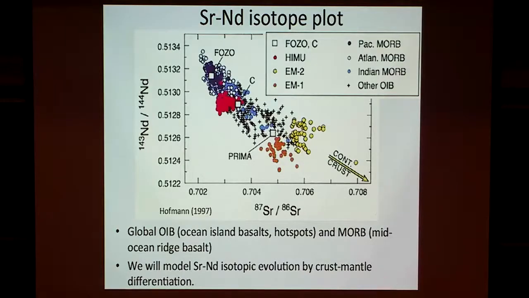The isotopic data set hasn't changed considerably. It's still basically the same negative trend, and we want to understand why this trend exists. So what we're going to do is model the strontium and neodymium isotope evolution of the mantle to try to generate an array that matches this array. And there are 2 things that are going to go on. First, you're going to melt the mantle, and you're going to fractionate parent-daughter elements.